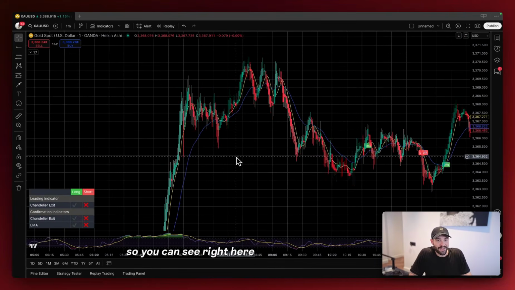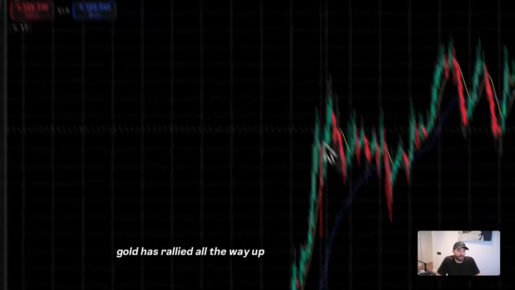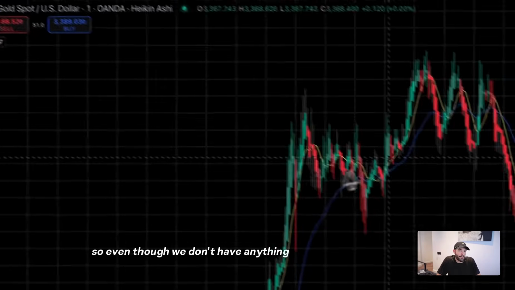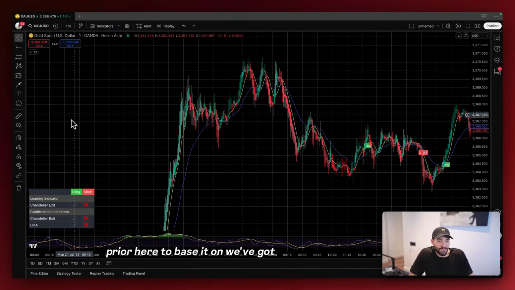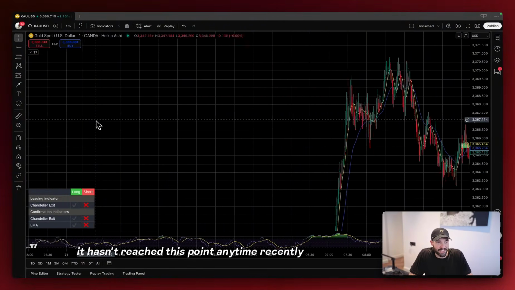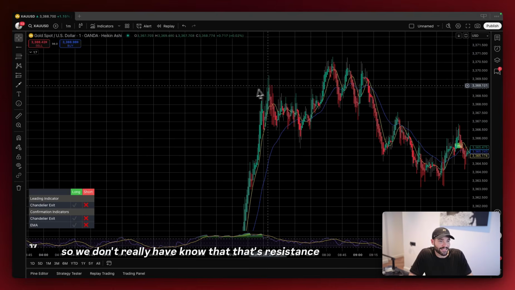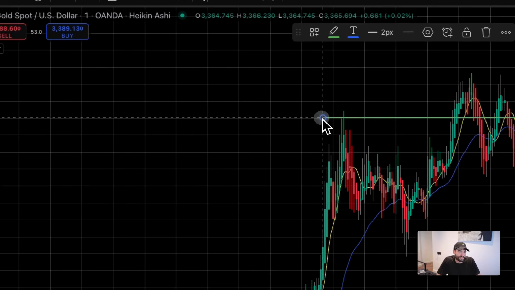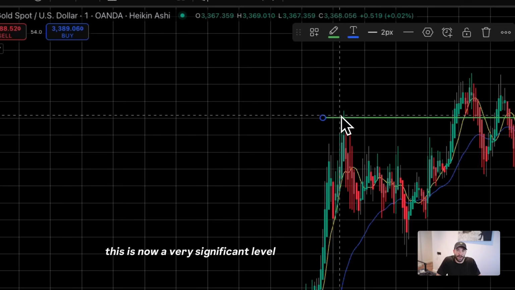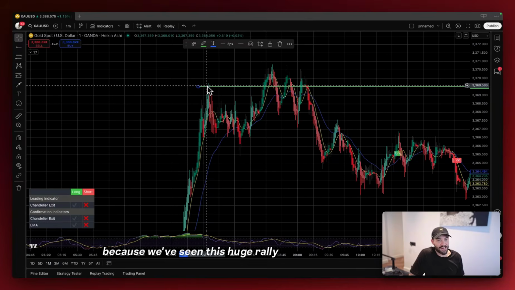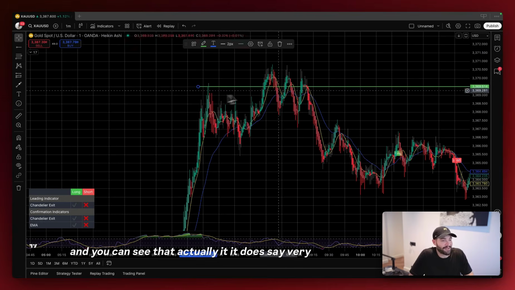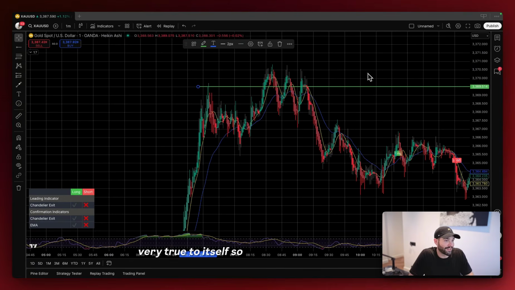So you can see right here, we have this big rally right here. Gold has rallied all the way up, and we've reached this little point right here. So even though we don't have anything prior here to base it on, it hasn't reached this point anytime recently, so we don't really know that that's resistance. So we'd miss out on this one, but when it rejects at this point right here, that tells us that this is now a very significant level, because we've seen this huge rally, we've seen the swing high, and now we've rejected at this point. And you can see that actually it does stay very true to itself. So let me just show you something very important as well.